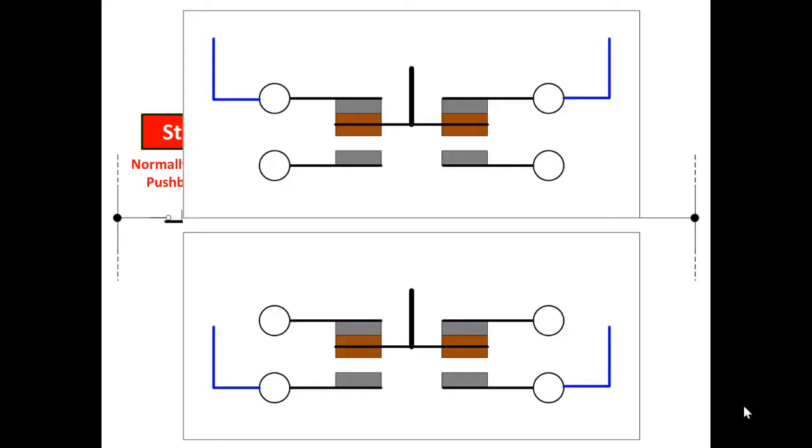So if you look at the two sets of contacts, they are 100% identical. The difference is how they are connected. So normally when you buy an industrial push button, all you get is the operator, which is just the spring-loaded button that goes in and out, no contacts.